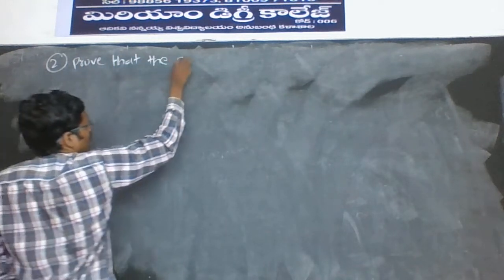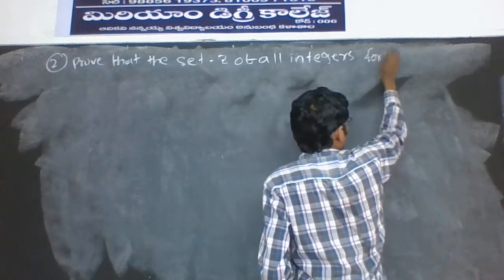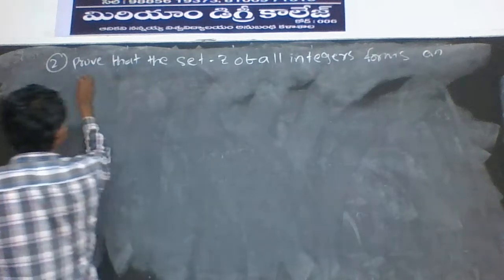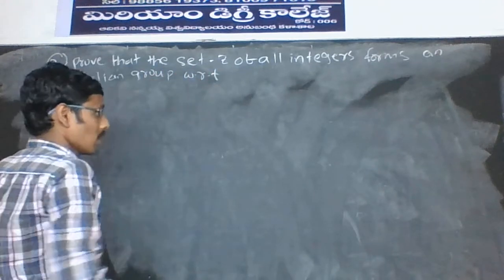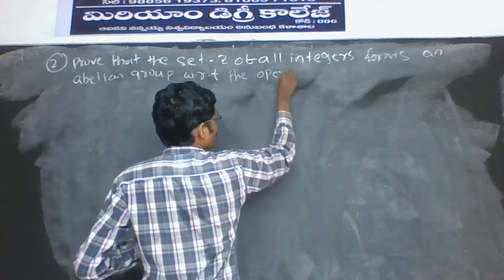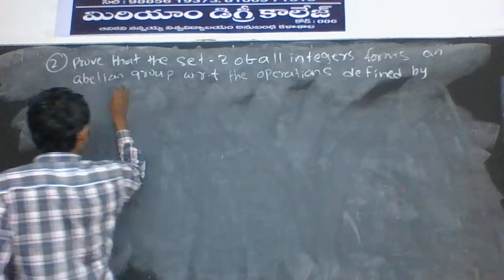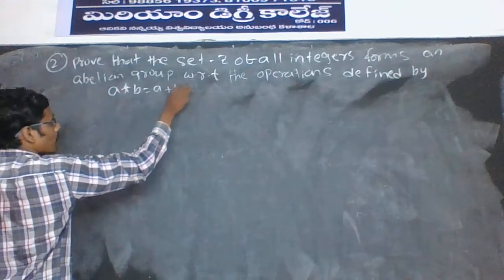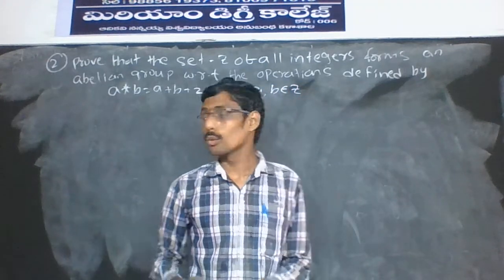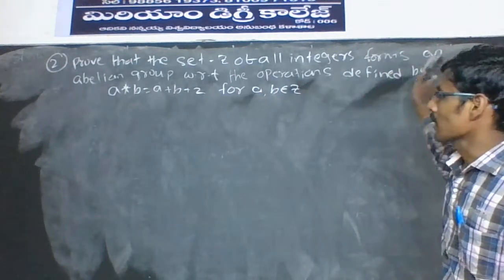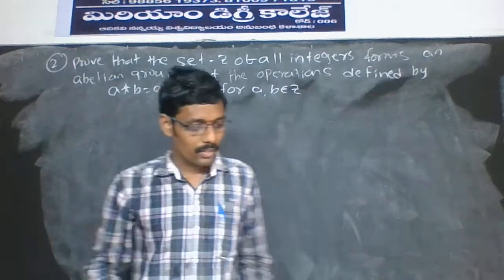Prove that the set Z of all integers forms an abelian group with respect to the operation defined by a star b is equal to a plus b plus 2, for a, b belongs to Z.